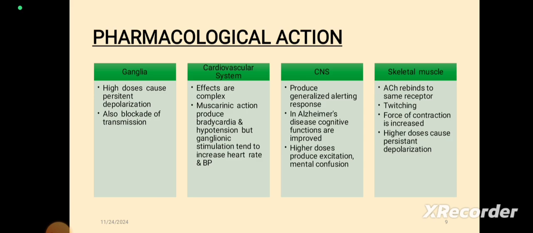be blocked. Cardiovascular system effects are very complex because muscarinic action will produce bradycardia, that is lesser heartbeat, and hypotension, but ganglionic stimulation will increase the BP and heart rate. Similarly, CNS will produce an alerting response and cognitive functions will be improved. And for skeletal muscles, force of contraction will be increased. So that was all about the pharmacological actions on the various systems of the body.